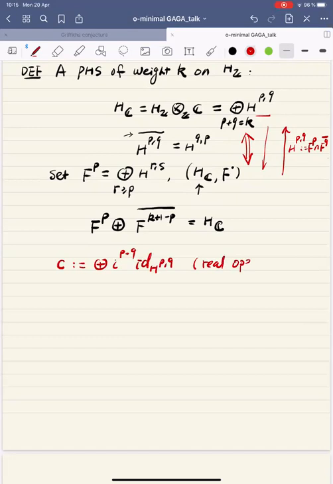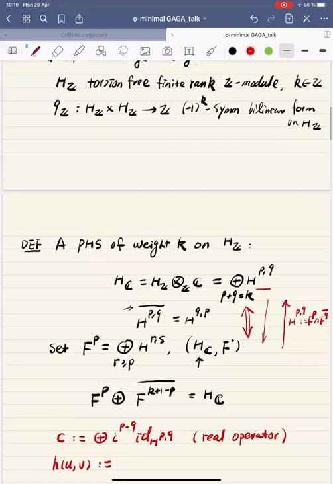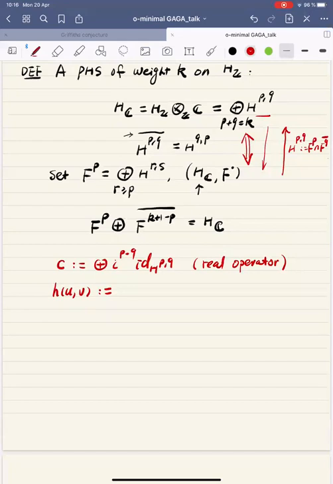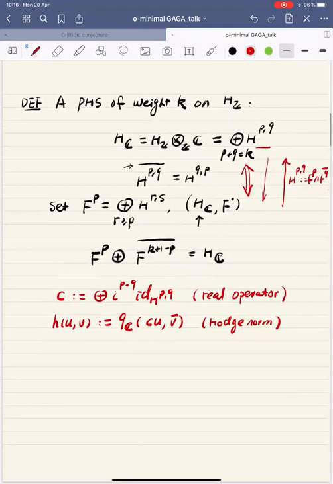So we can define the so-called Hodge norm. Recall that we have a bilinear form. We can base change to C and use this V operator, conjugate. So this is the so-called Hodge norm. A polarized Hodge structure means that this H is positive definite, and also the decomposition is H-orthogonal.